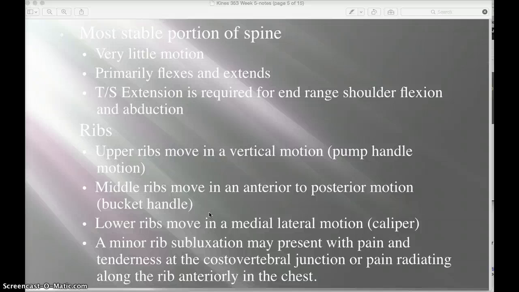And typically when it's a problem with the rib and the facet joint, the patient will feel discomfort or pain if you ask them to put their chin to their chest, or if you ask them to breathe in very deeply. That's when they'll feel a lot of discomfort.